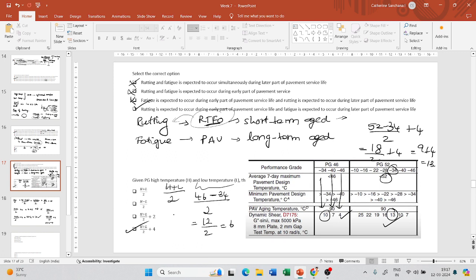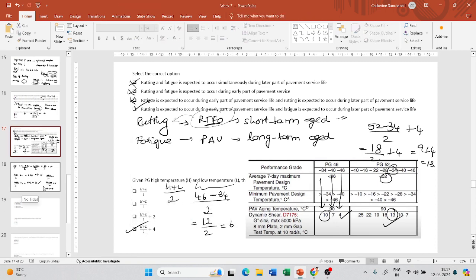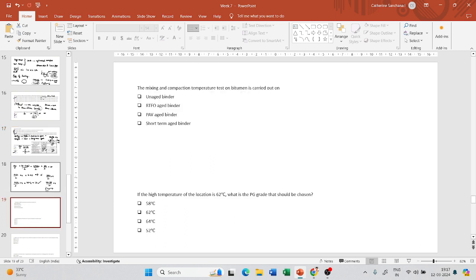So once you get the high and low temperature of the place, in order to get the intermediate temperature of the place, you use this formula. As per ASTM, this is the way to determine the intermediate temperature of the place.